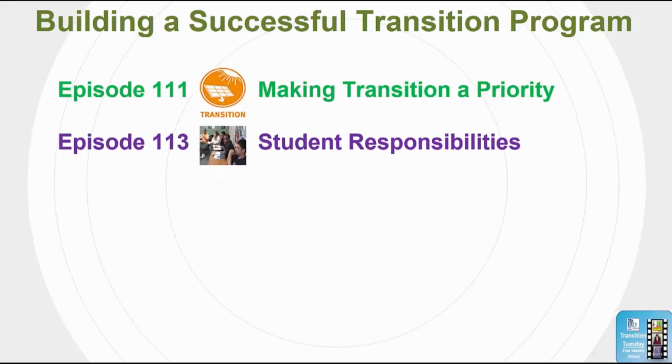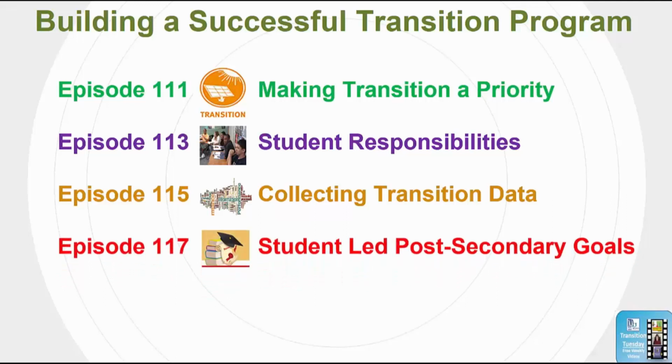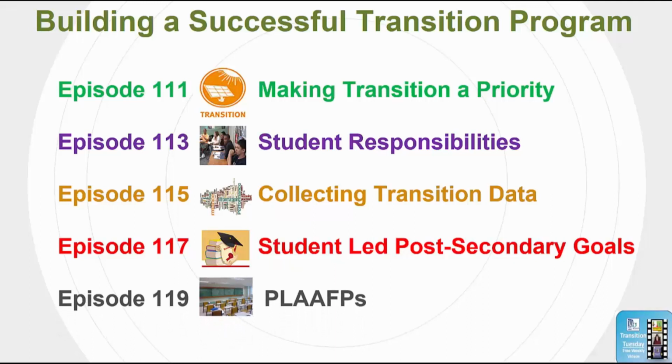Next, in episode 113, we discussed student responsibilities and how to get them to take ownership in their transition process. Then, in episode 115, we looked at many ways of collecting transition data. In episode 117, we discussed what students need to learn or do in order to take the lead in writing their post-secondary goals. And in episode 119, we discussed how to write a compliant and comprehensive present level of academic achievement and functional performance. The next step is writing transition annual goals.